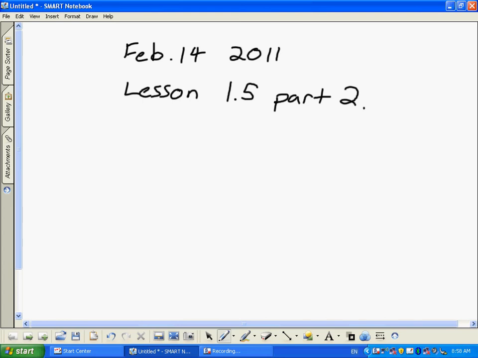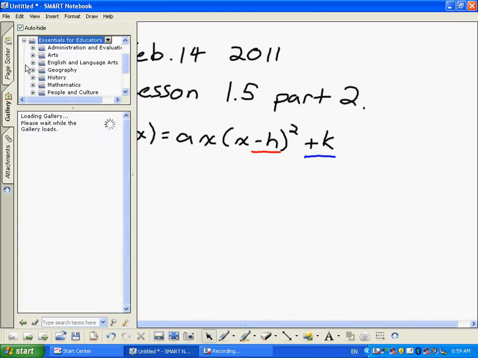So, we'll recap our theoretical model, or the formula we've been dealing with. Squared plus K. So, on Friday we dealt with H and we dealt with K. H deals with movements on the x-axis. K deals with movements on the y-axis.